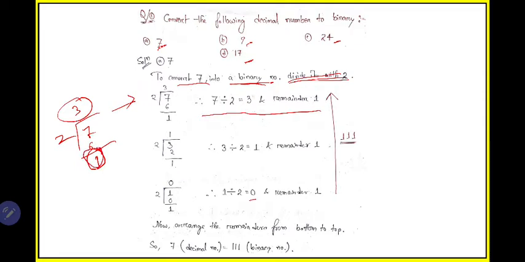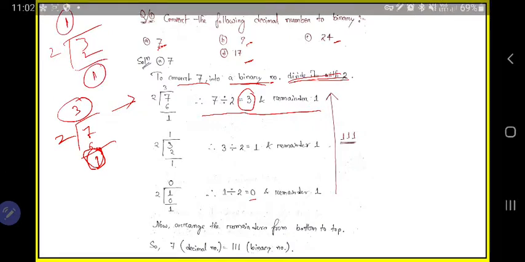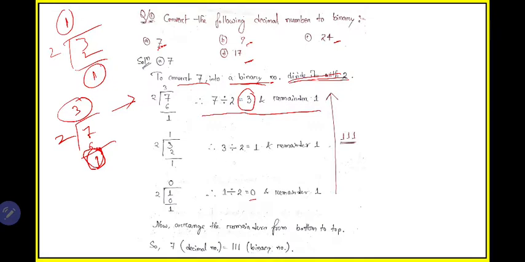Then divide this result again by 2. The rule was divide again and again. So if you divide this 3 by 2 again, the answer is 1 and the remainder will be 1. So we can say that if you divide 3 by 2 again, then the answer will be 1 and the remainder is again 1. We are writing the remainder on the right hand side.